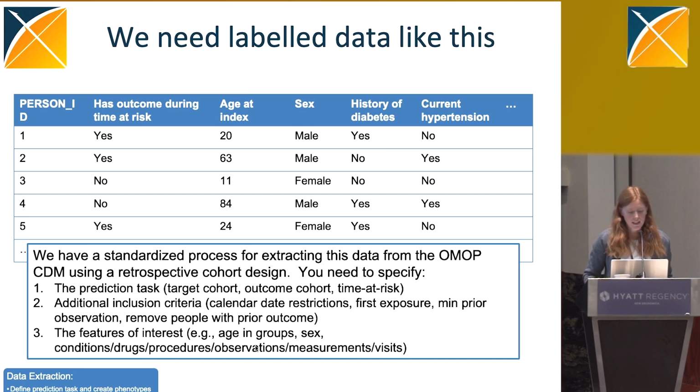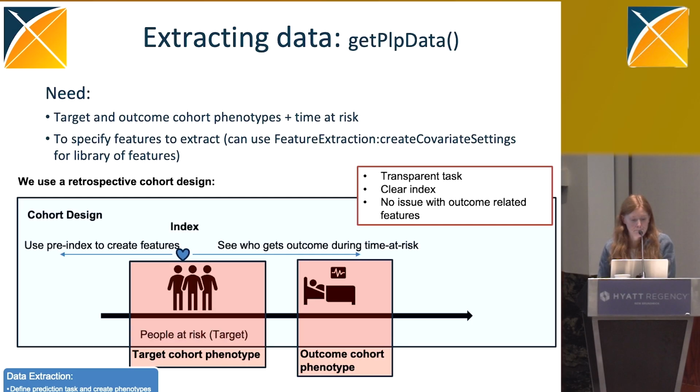So we will actually have features that say you can look at any condition that a patient had in their last 30 days, last year, any time prior. You can look at any drug that someone had in their last 30 days, year prior. So we have lots of different features you can select from, and you can create your own features as well.